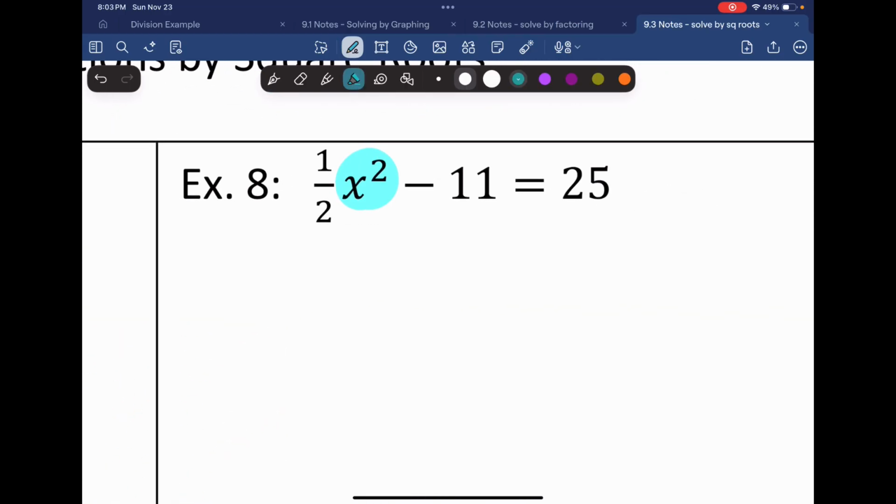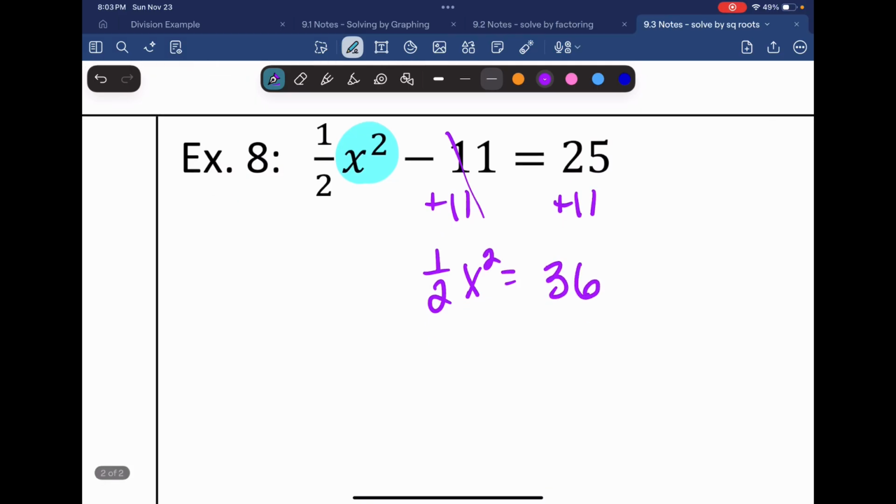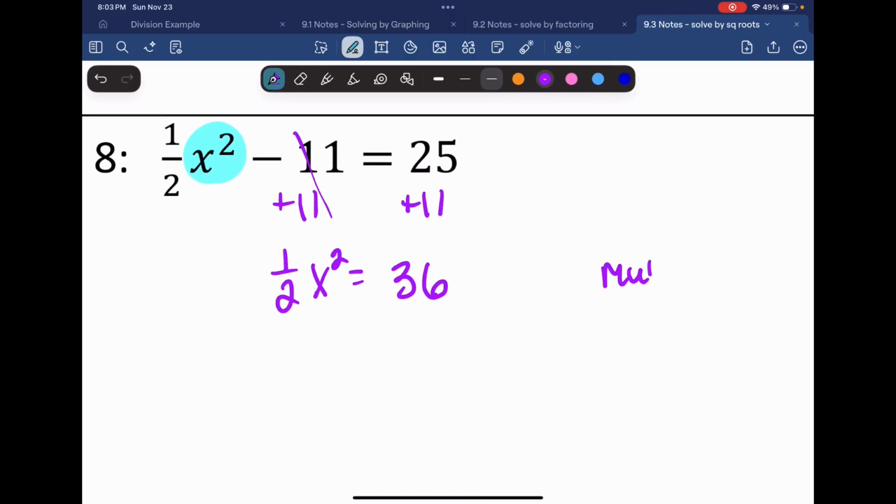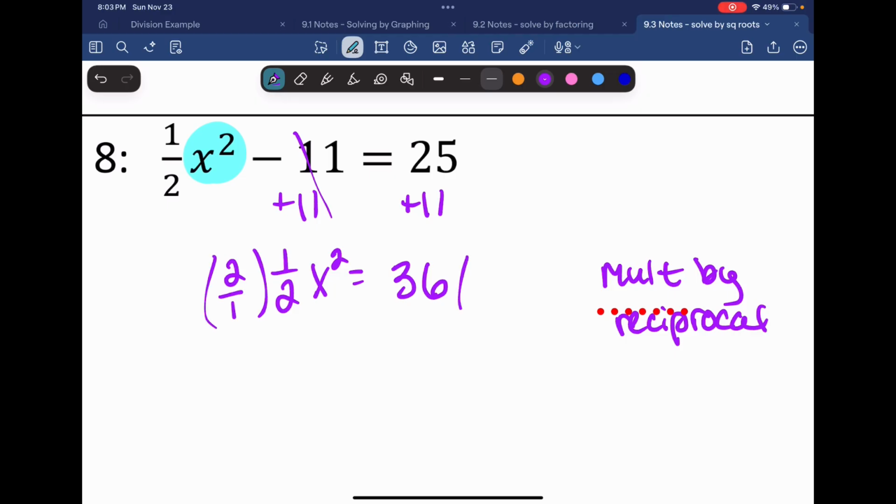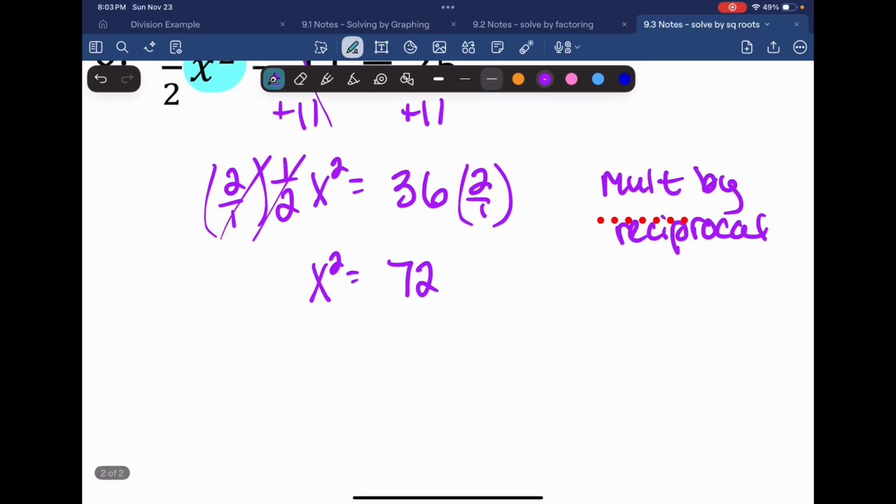There's my square. We're going to add 11 to both sides. All right. To get rid of the fraction, multiply by the reciprocal. Reciprocal of 1/2 is 2. Take the square root of both sides.